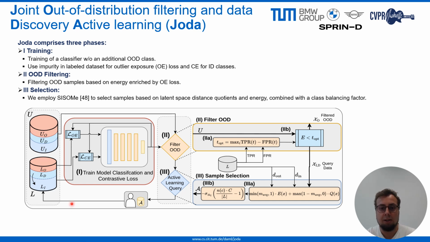Our approach entangles the three phases of training, OOD filtering, and data selection in an efficient way that requires the task model only. For training, we employ a combination of the cross-entropy loss for in-distribution data and the outlier exposure loss for OOD data. Afterwards, we employ OOD filtering based on energy scores enriched by our outlier exposure loss. As a final step, we select samples based on CLUE-E, a metric that uses the quotients of inner to outer class distances, and again the energy score. We extend the score by a class balancing factor.